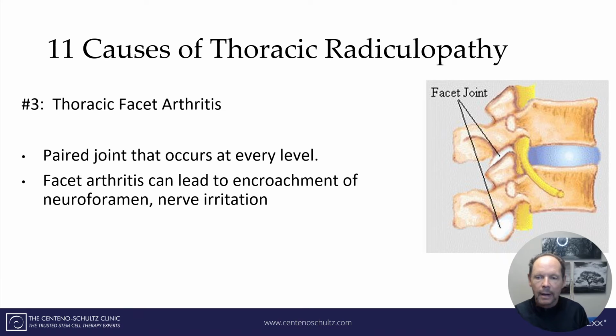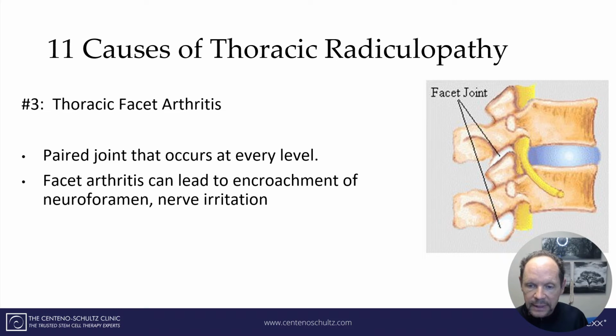Number three, facet arthrosis or arthritis. Basically, a thoracic facet is a paired joint that occurs at every level of the thoracic, and for that matter, the spine. There's a joint on the right and the left. It limits rotation, and it also provides important stability.